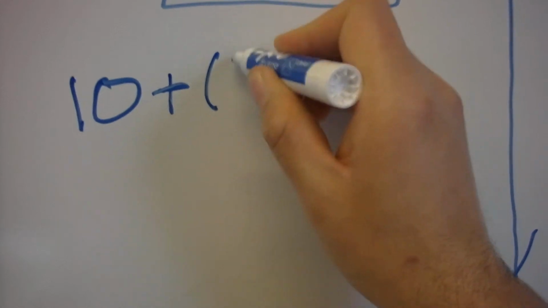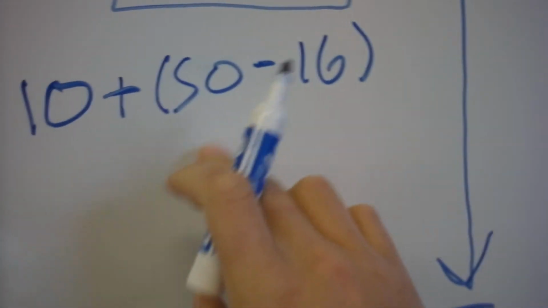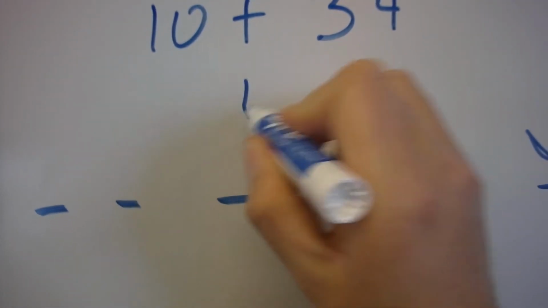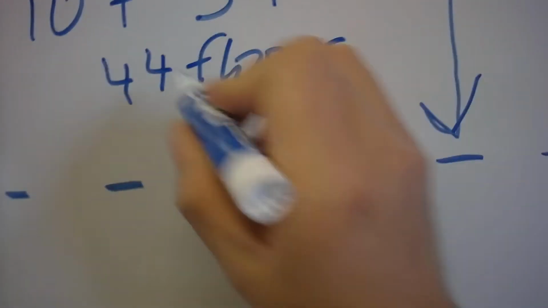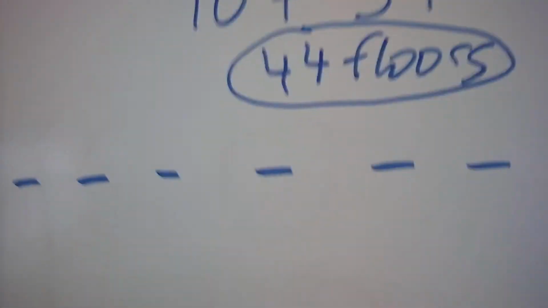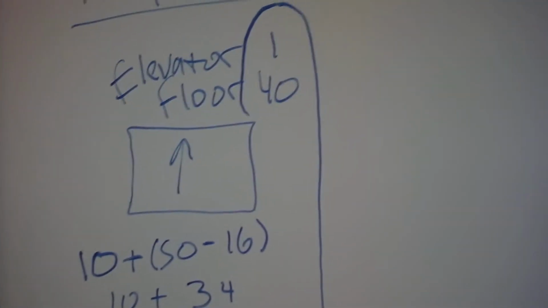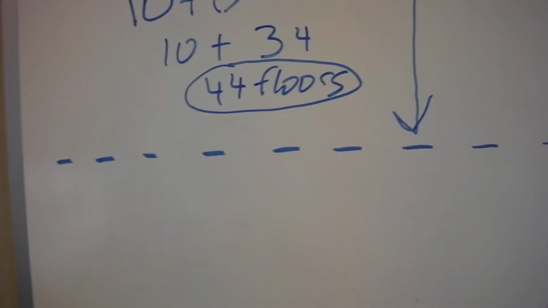plus 50 minus 16, because this is the difference between floor 50 and floor 16. So 50 minus 16 is 34. So 10 plus 34. It'll have to travel a total of 44 floors. So, to summarize, first elevator, going from floor 40 to floor 50 is 10 floors. Then going down to the customer floor, floor 16, 44 floors.